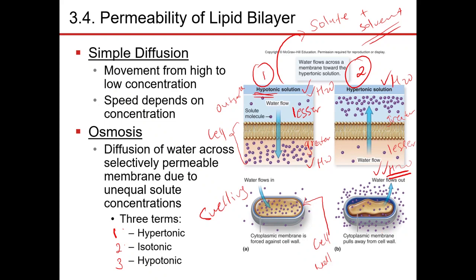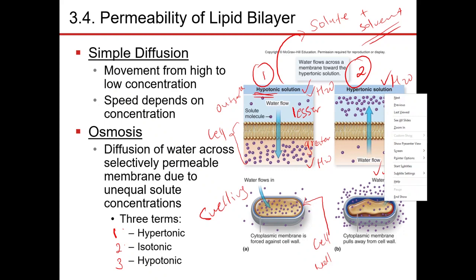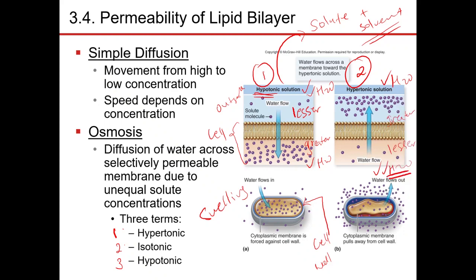When water starts leaving, the cell gets smaller and starts shrinking. When it starts shrinking, the cytoplasmic membrane, the plasma membrane, would start detaching. It will start pulling away from the cell wall, and this condition is called plasmolysis. Plasmolysis is a condition where the cell starts shrinking and the cell membrane starts pulling away, detaching from the cell wall.